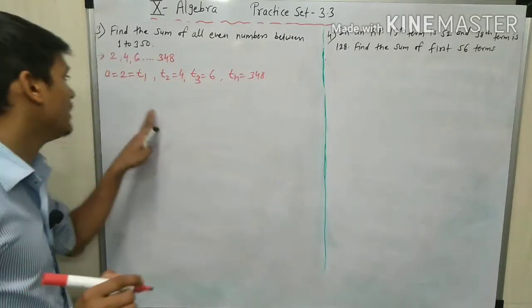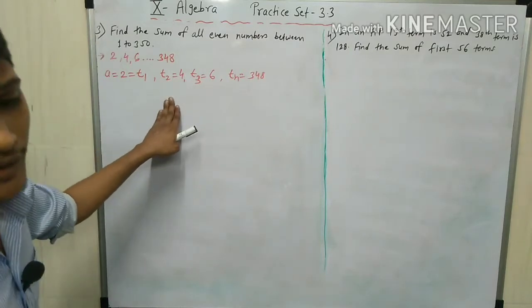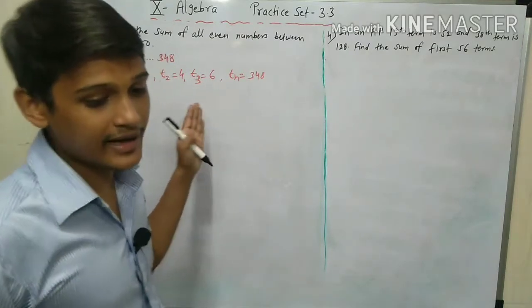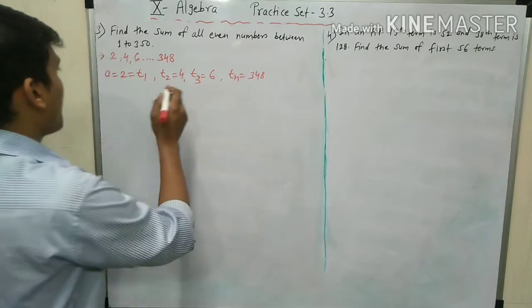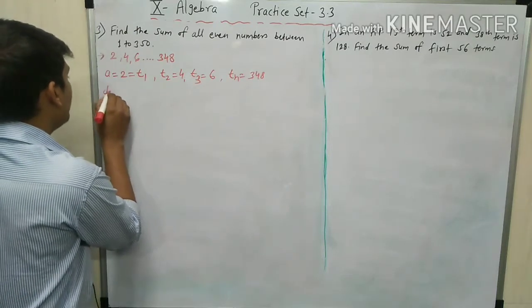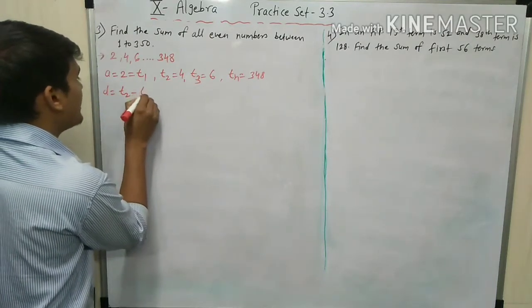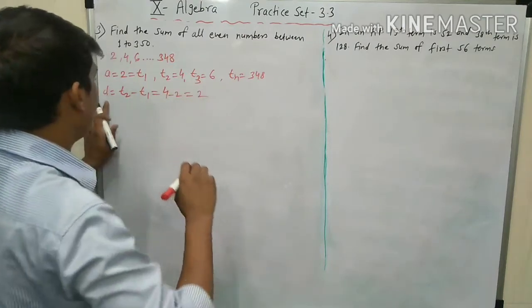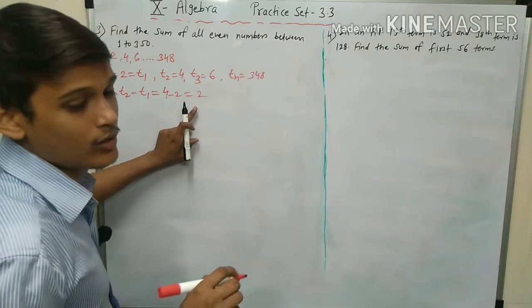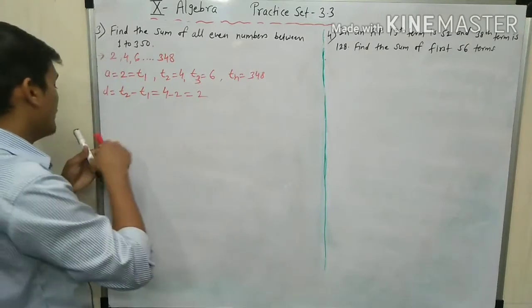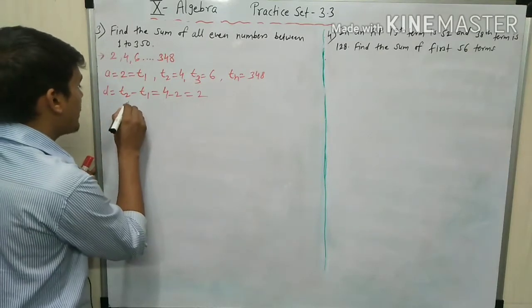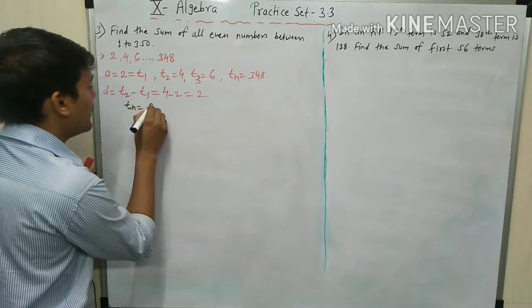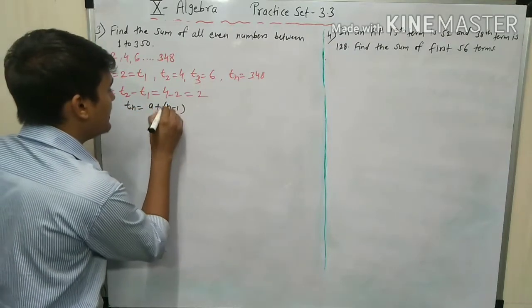First we can find out the common difference. What is the value of d? D is equal to second term minus first term, 4 minus 2 is equal to 2. Means that the value of d is 2. Understood? Now we can apply this formula: Tn is equal to a plus n minus 1 times d.